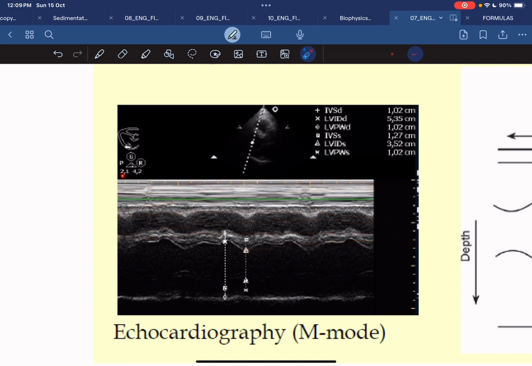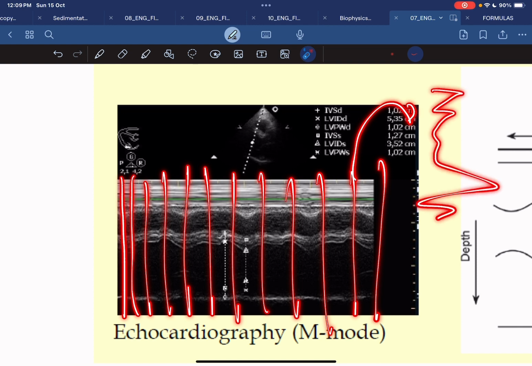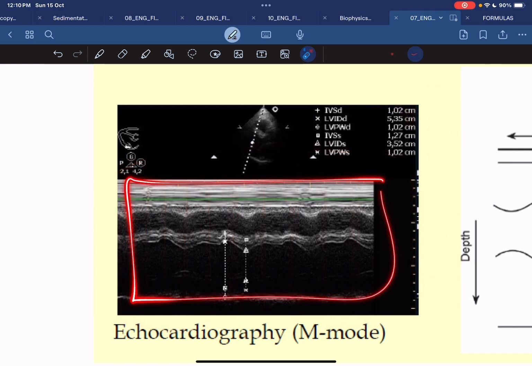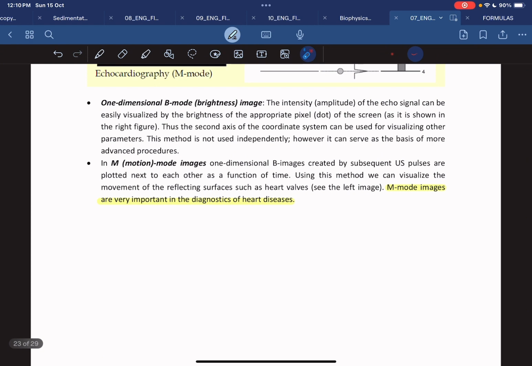So we take our transducer and run it across the body, all the way across here and here. We get each line. Let me take this as each line over here. Each line has its own A image, to which we have mapped the B images to get the brightness of the pixels. Then we join all these lines together to get this M mode image. I hope you guys understand that.